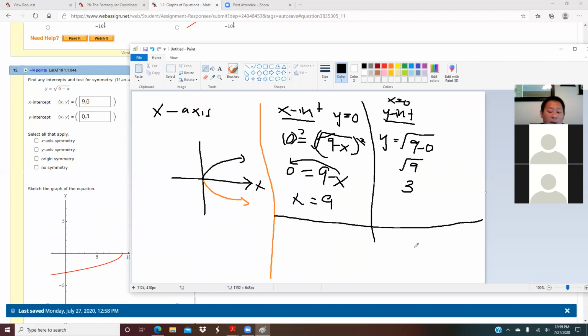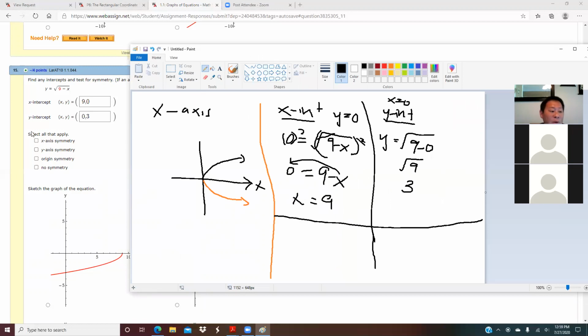And then after that, you have to figure out whether they are symmetric with the x-axis, y-axis, or origin, or no symmetry. So what you do here is for x, you put y become negative y. So we have negative y equals the square root of 9 minus x. Unfortunately, these two are not the same, because it's not the same as the original equation. So this is no good. So it's not symmetric with the x-axis.